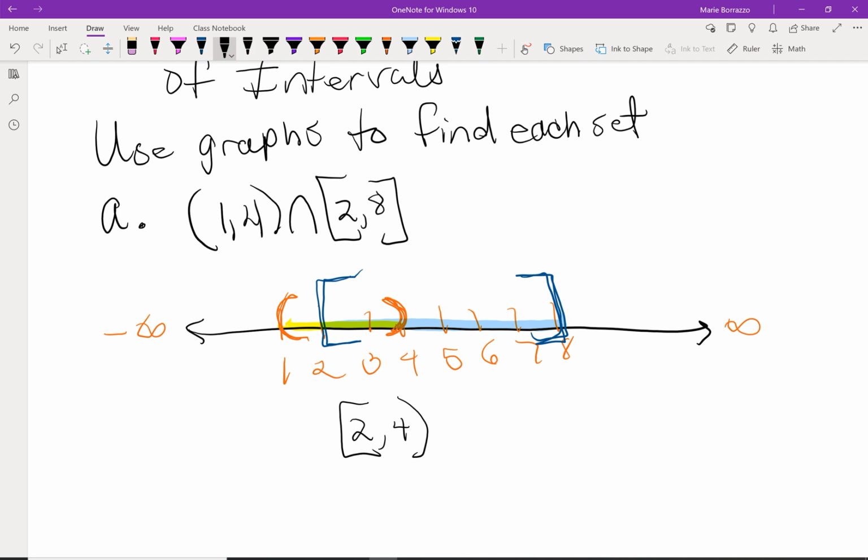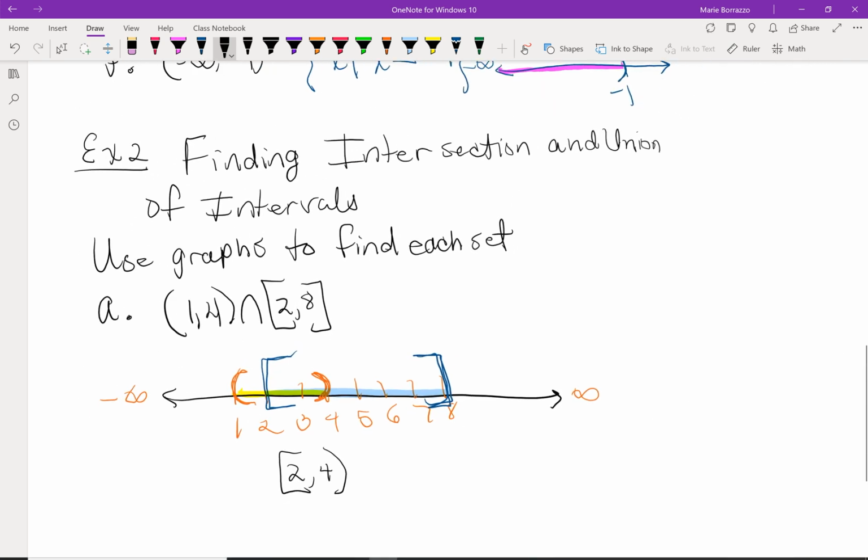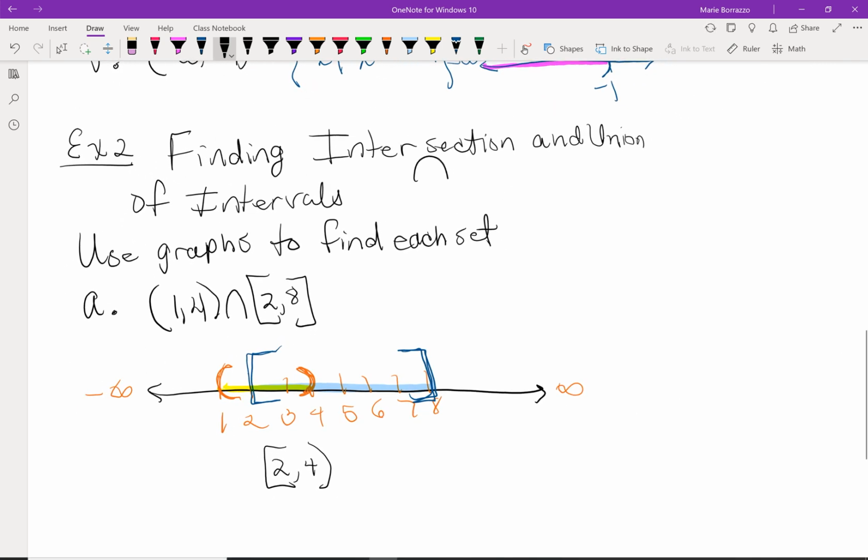And so in our case, that's the intersection. And this, by the way, is the symbol for intersection. So when we talk about intersection, we're looking at this symbol, and when we're talking about union, we're talking about this symbol.